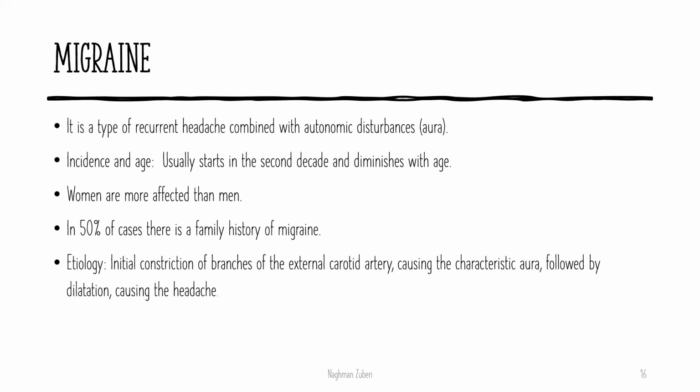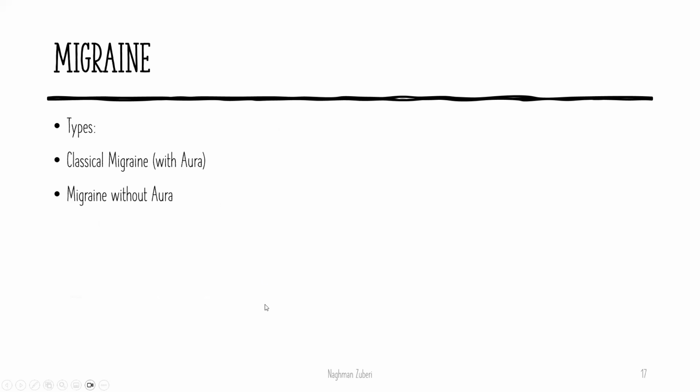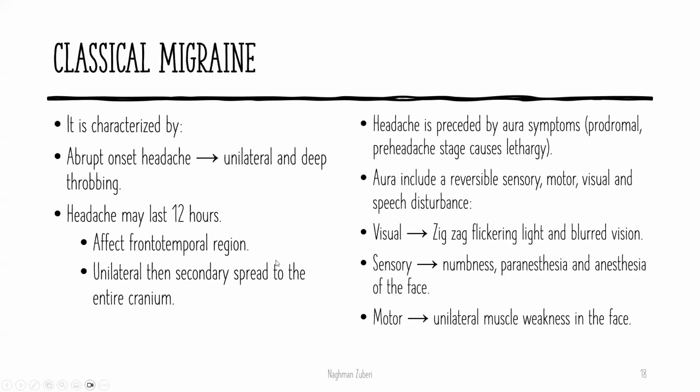In 50% of the cases, there is a family history of migraine. If we look into the etiology of migraine, it is caused by initial constriction of the branches of the external carotid artery, causing the characteristic aura. And then there will be dilatation, which will cause the headache. Migraine is of two types: classical migraine, which occurs with aura, and migraine without aura.